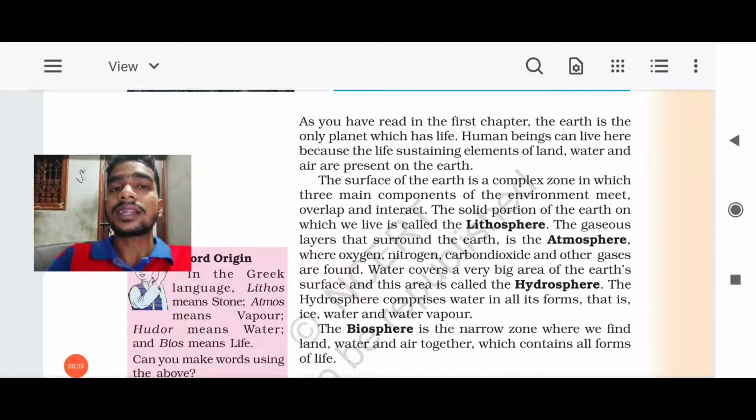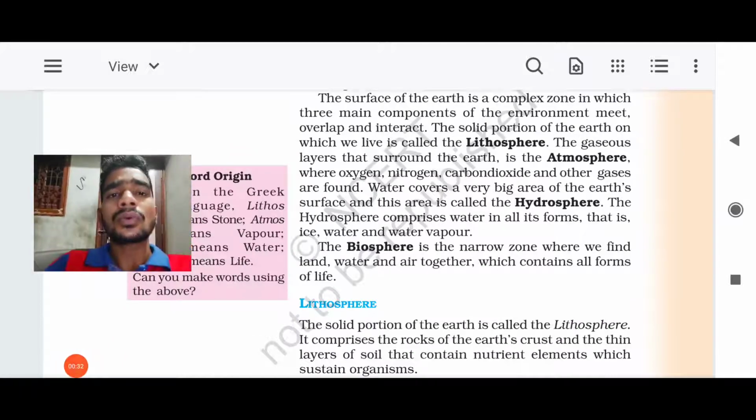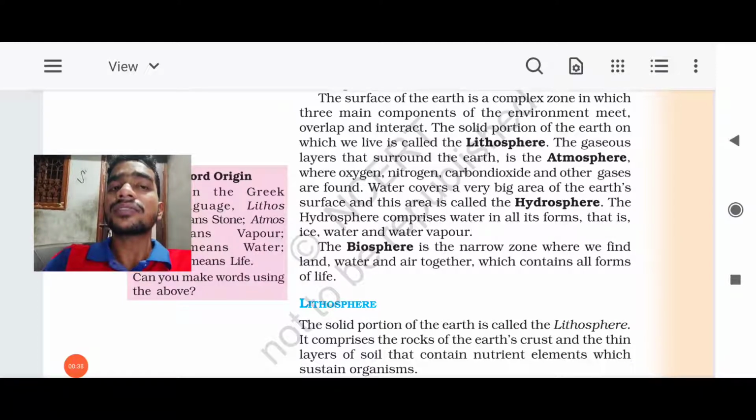So let's get started. As we know, our Earth is a very complex zone, and it is surrounded by three main components, which overlap as well as interact. The first component is the lithosphere, the second is the atmosphere, and the third is the hydrosphere, and together these three make the biosphere. The solid portion of the earth on which we live is called the lithosphere.